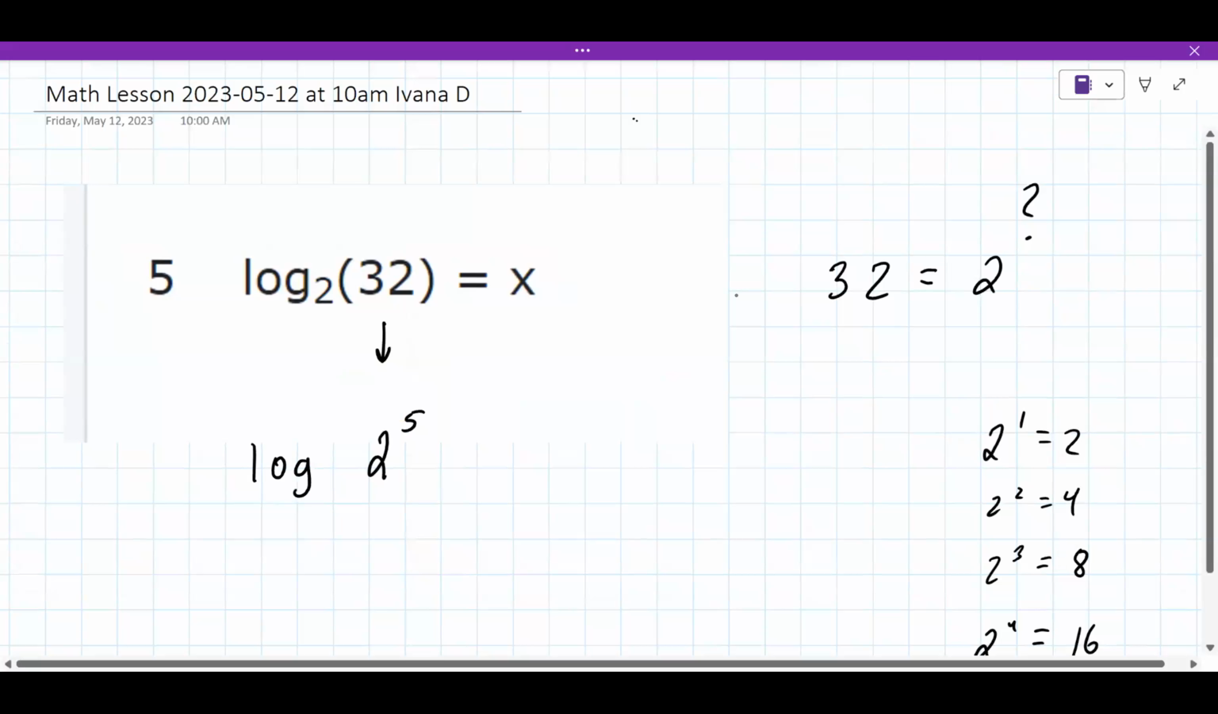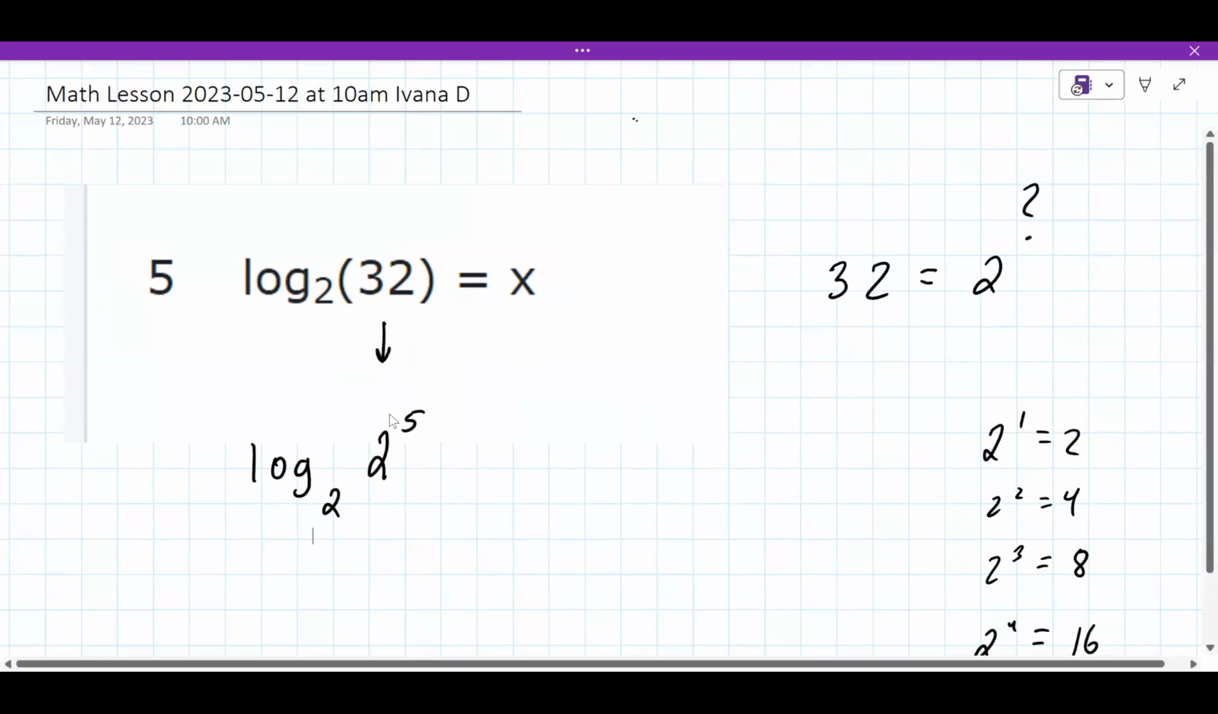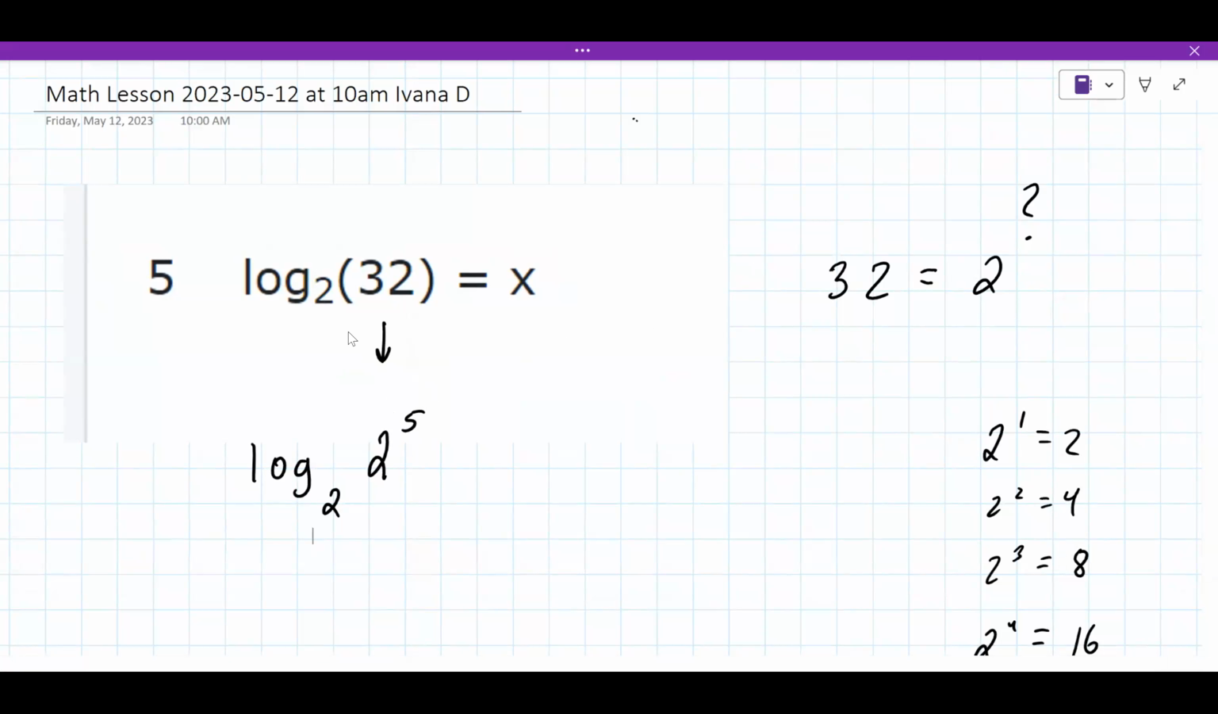5, log base 2 of 2 to the power of 5. What can we do with this exponent of 5? What was law 3 from the other day? Do you remember? No, because if I have to look back on the lesson, it's going to take 3 million years for me to load. So I don't remember it off the top of my head. I'm sorry.